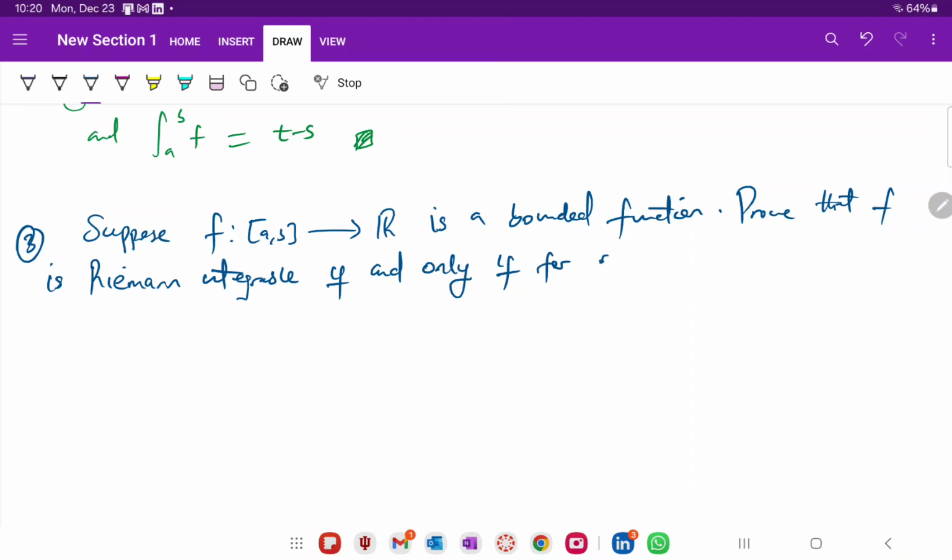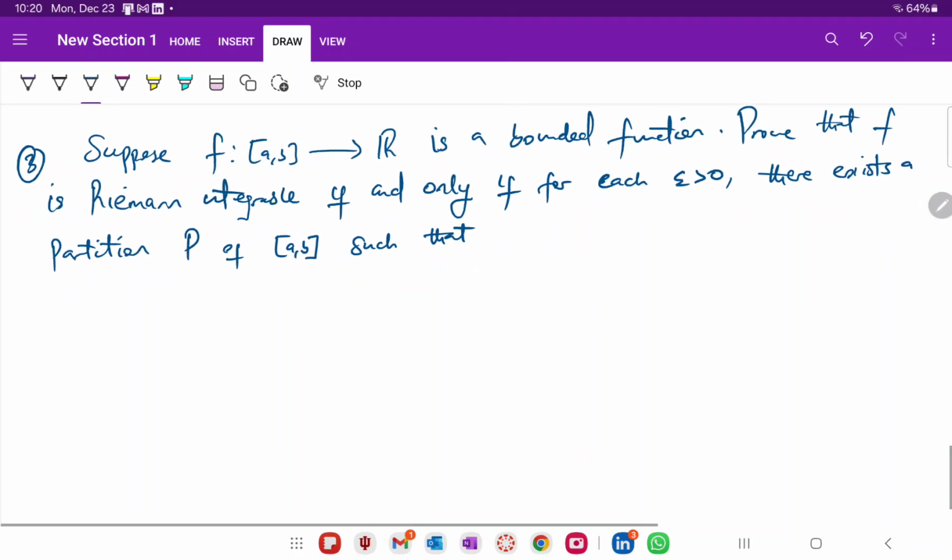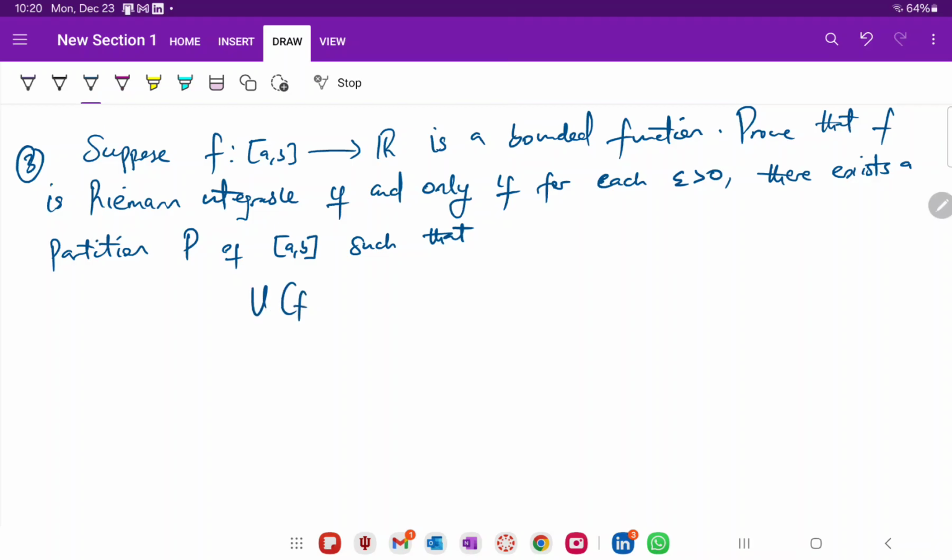for each epsilon greater than 0, there exists a partition P of [a, b] such that we have this theorem holds. So this is a nice theorem.